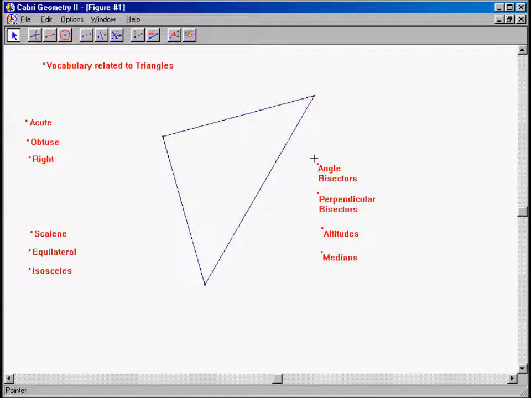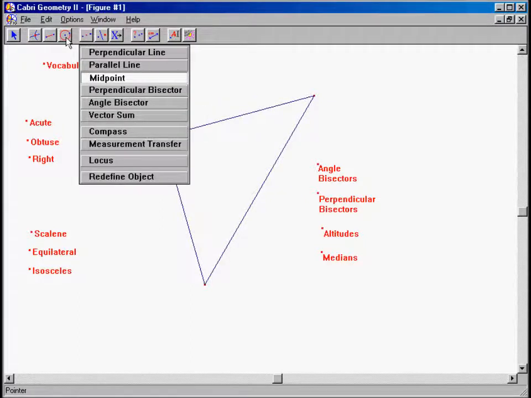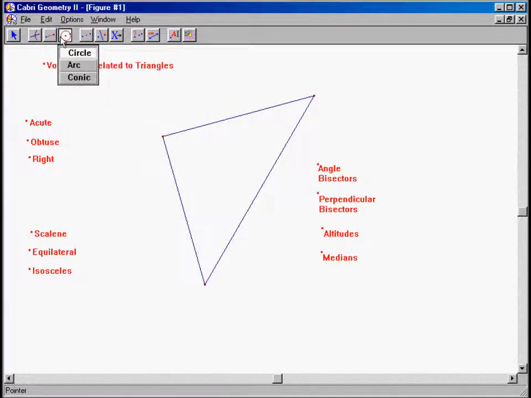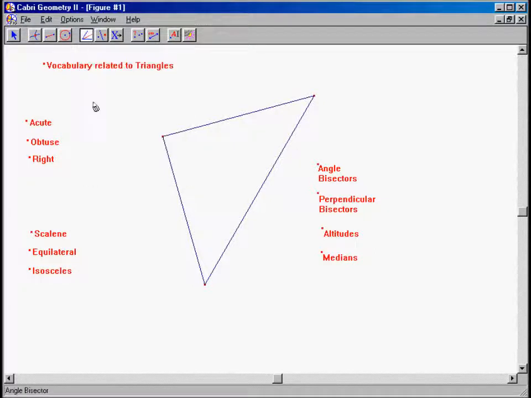Now, you could probably guess what an angle bisector is. It's a line that cuts an angle in half. And since we have 3 angles, we need to make an angle bisector. Let's see if I can find the thing that makes an angle bisector. Here it is. Angle bisector. So we're going to bisect a particular angle. This point, this point, this point. There's the angle bisector for this angle down here.